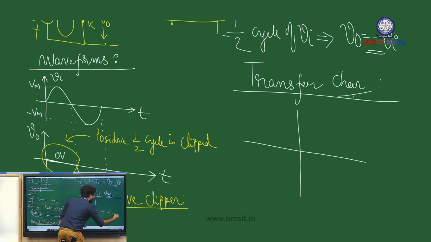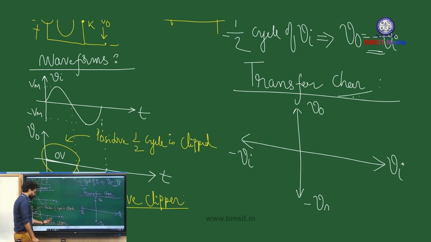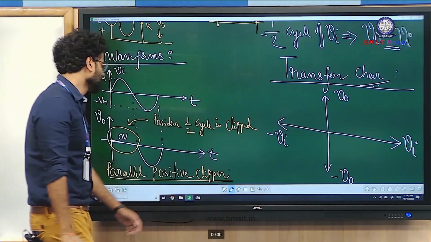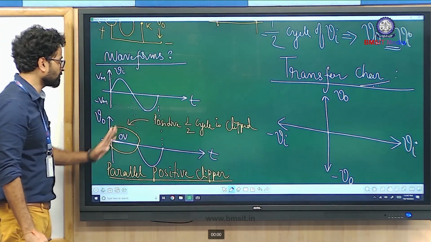Four quadrants: positive input, negative input. Negative input stands for the negative half cycle. Similarly, positive output stands for the positive half cycle, and minus V0 stands for the negative half cycle. First let us look at the positive half cycle operation. In the positive half cycle, what did we get? We got output equal to 0 volt.